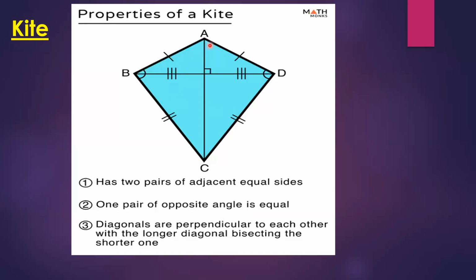And then BA and AD are equal. And diagonals are perpendicular to each other with the longer diagonal bisecting the shorter one. So we know that this line here and this line are equal to each other, and the diagonals are actually perpendicular to each other. So these are the properties of the kite.